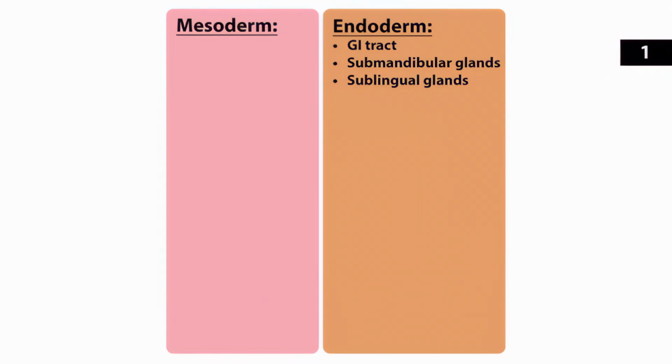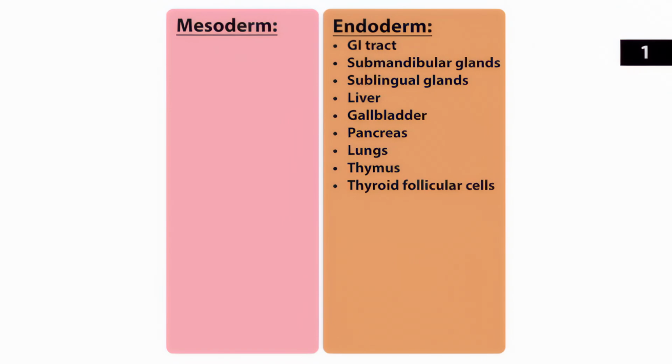Other endoderm-derived tissues include the liver, the gallbladder, and the pancreas, also the lungs, the thymus, and the follicular cells of the thyroid. Also, make note, the lower portion of the vagina comes from the endoderm, and so does the epithelium of the bladder and the urethra. Most of the bladder and urethra are derived from mesoderm, along with the rest of the urinary system, but the bladder epithelium and the urethral epithelium are derived from the endoderm.